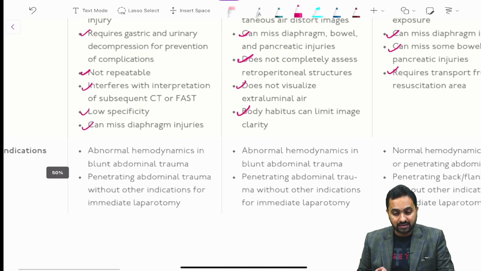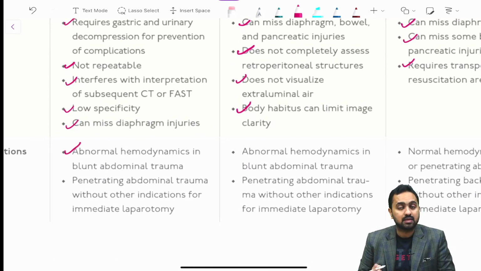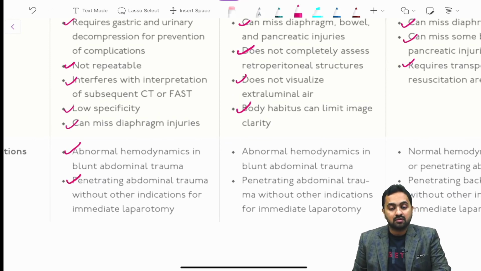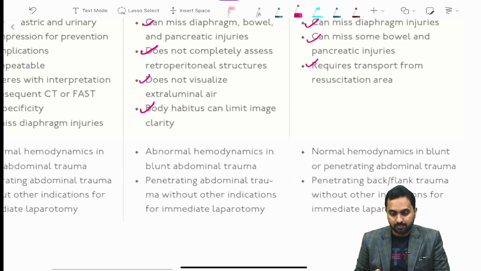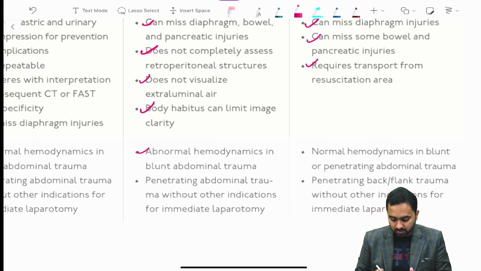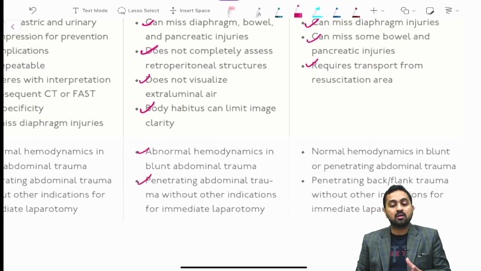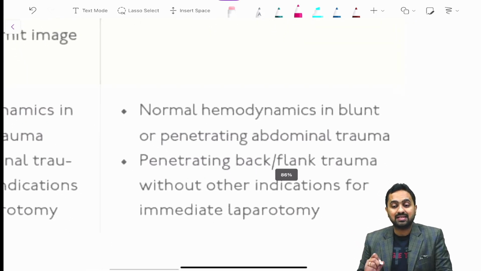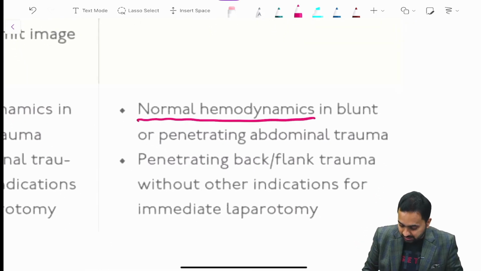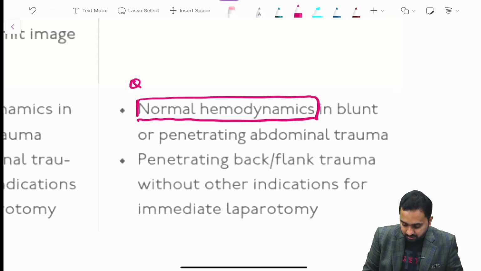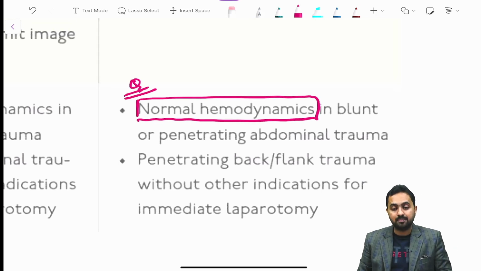Now taking a look at the indications: abnormal hemodynamics in blunt abdominal trauma and penetrating abdominal trauma without other indications for immediate laparotomy call for E-FAST. Over here you need to remember that CT scan is done in normal hemodynamics, right, be it blunt trauma or penetrating trauma, and in case of penetrating back or flank trauma without other indications for immediate laparotomy.